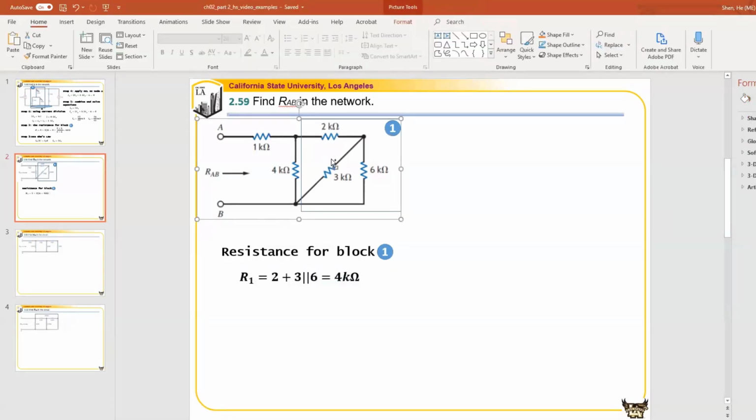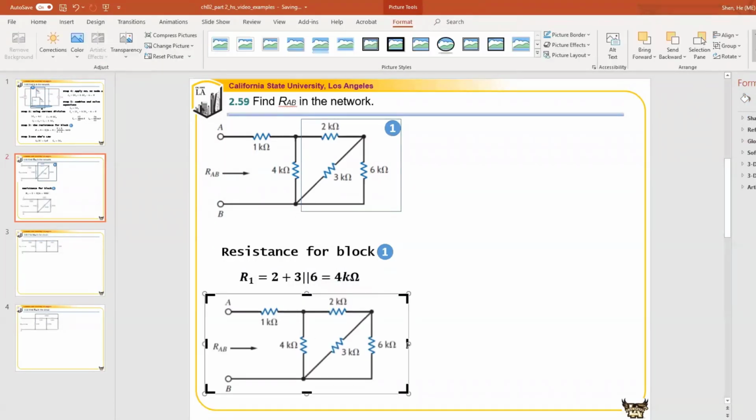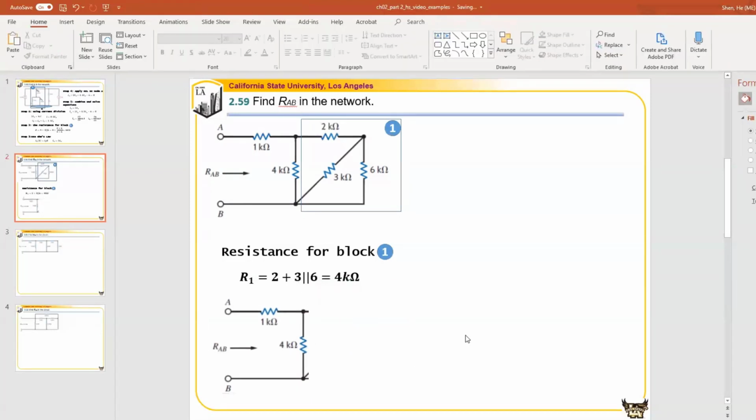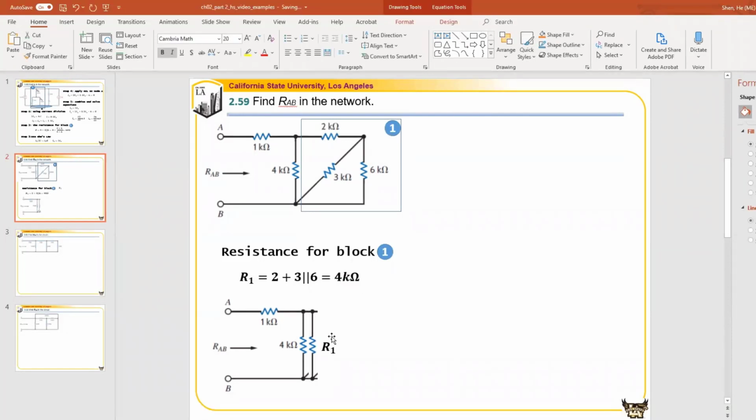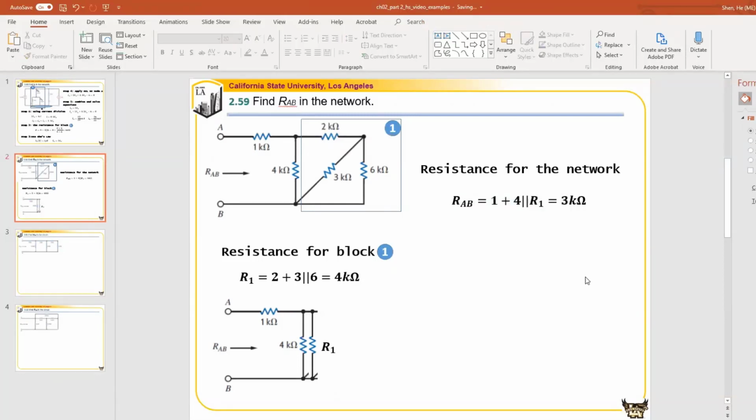And you can simplify the resistor network. I'm going to replace this block by one resistor, and that resistor is R1. Then you will be able to find RAB, the resistance for the whole network. We have 1K in series with 4 and R1 in parallel. We already know that R1 is equal to 4, and 4 in parallel with 4 is 2. 2 plus 1, that is 3 kilo ohm. So that is how we solve this problem.